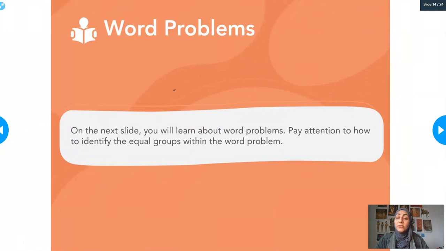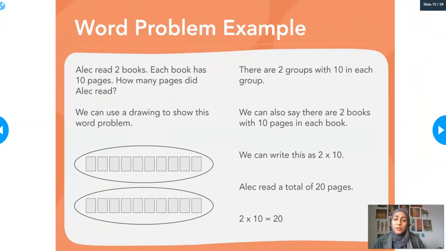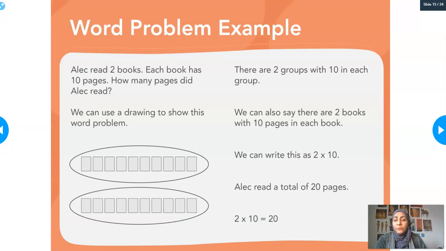Okay, now let's move to something a little bit different. On the next slide, you will learn about word problems. You're going to pay attention to how to identify equal groups within the word problem. So, Alec read 2 books. Each book has 10 pages. How many pages did Alec read?